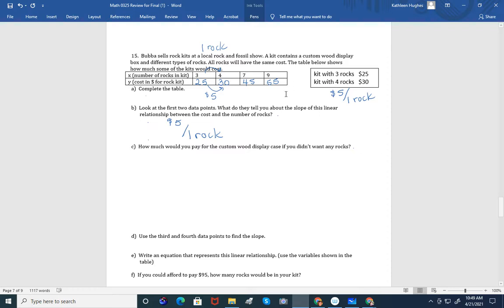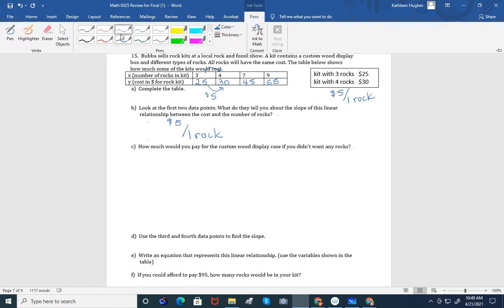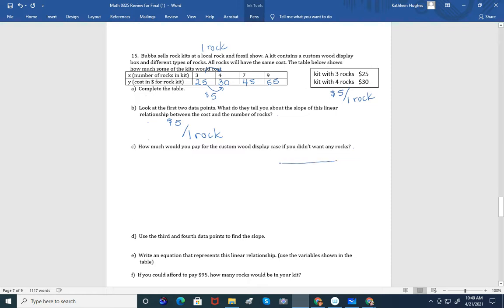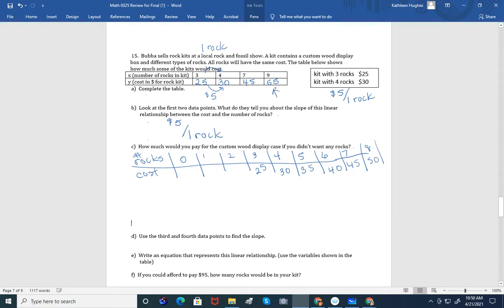So let's make a bigger table. I think that just helps us see exactly what's going on. So rocks and cost. This is the number of rocks. We want to know what 0 rocks is going to be. We don't know 1, we don't know 2. We know 3 rocks is $25. We know 4 rocks is $30. We could keep on going. 5 would be 35, 6 would be 40, 7 would be 45, 8 would be 50, and I ran out of room, but 9 is 55, and we've got that right here. So we have this table.